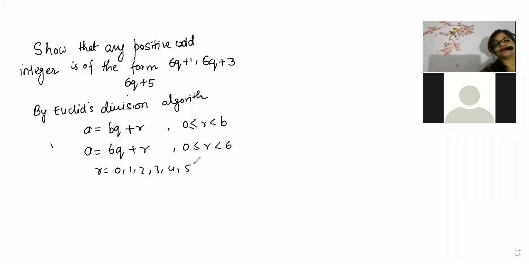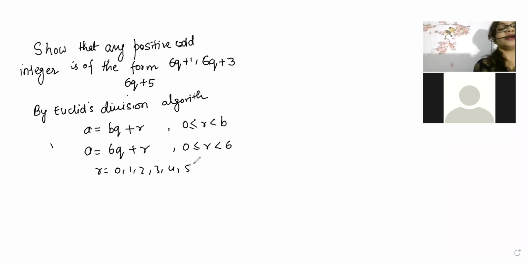Now the previous question and this question are done the same way. Earlier 4 was the divisor. Here 6 is the divisor. So what can be the possible remainder? The possible remainder will always be less than the divisor.